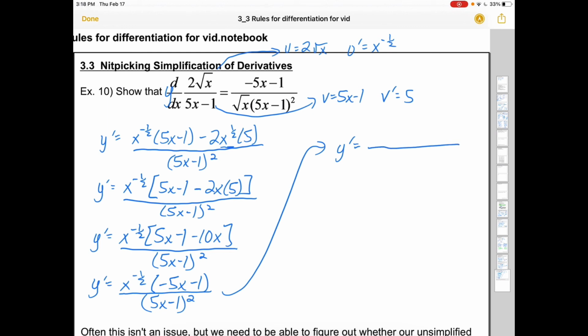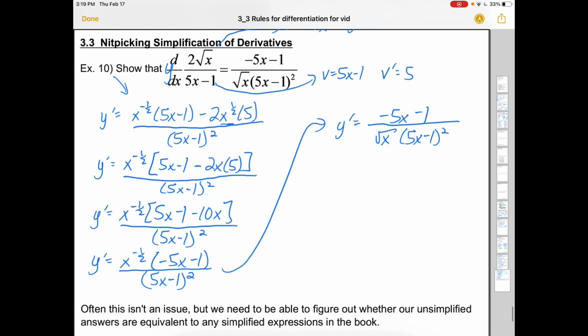So this will become root x, 5x minus 1 all squared on the bottom, and negative 5x minus 1. You get an elegant expression for the derivative, rather than this messy business over here. This doesn't come up a whole ton, but I think it's important that we take a second just to recognize that there are often many ways of presenting an answer, and some are going to be more elegant than others.